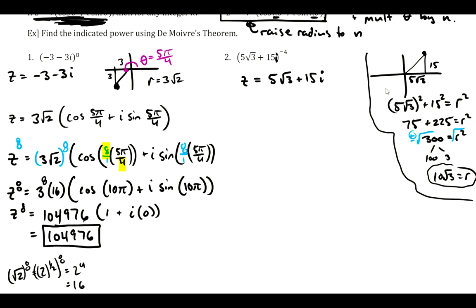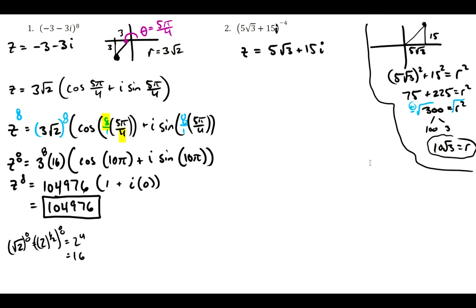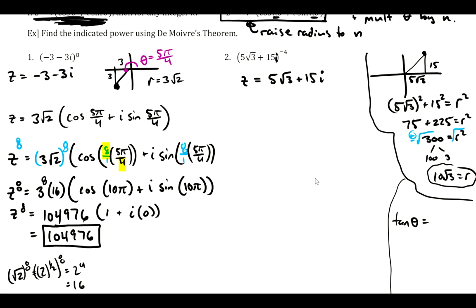And then we do need the angle as well. So for the angle, let's do our tangent. Our tangent of theta would equal the opposite, so the imaginary part, 15, over the adjacent, 5 radical 3. This simplifies to be 3 over radical 3. Rationalizing that, if we multiply the top and bottom by radical 3, the 3 in the numerator would cancel out with those once it simplifies, so we're left with just radical 3.